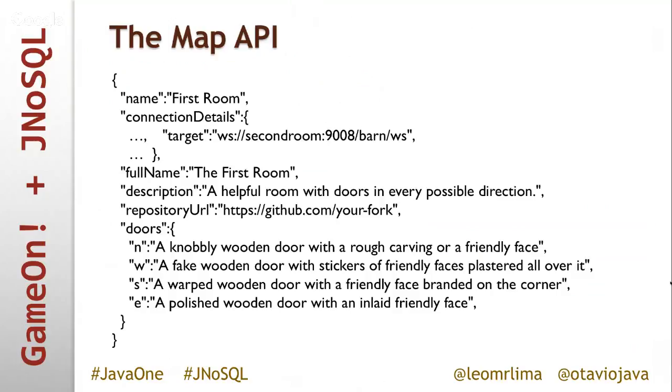Now here is an example of a room. It has a name and has connection details. So how do you connect to that microservice to serve the room? And the name and the doors in the middle of the slide show the description of the doors of the room: if you're entering this room, the first room, from the north, west, south, and east directions.